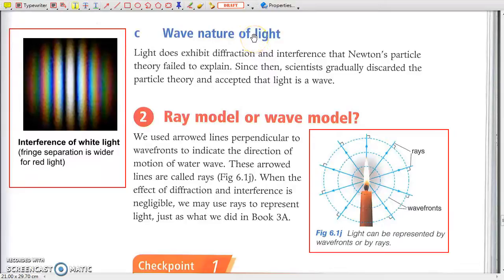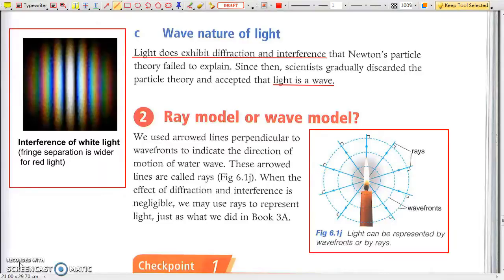Wave nature of light. Even though Newton tried to insist on his particle theory of light, he failed to explain diffraction and interference using his theory. Wave theory is the only theory that can explain diffraction and interference, and so people accept that light has a wave nature.